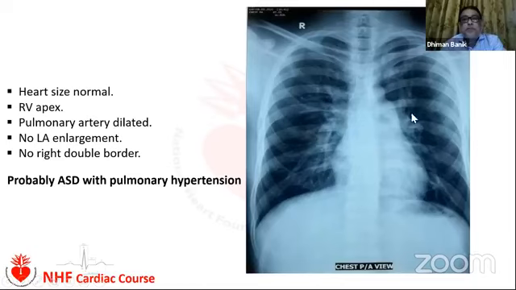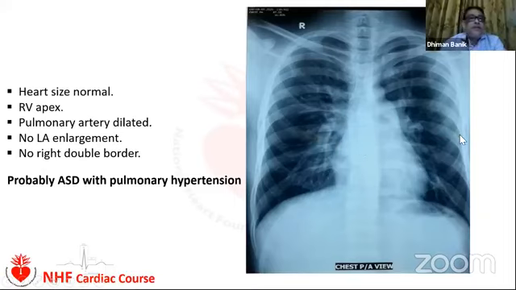There is RV apex, and the pulmonary vessel is dilated. There is no feature of left atrial enlargement; the left atrium is small and inconspicuous, and there is no right double heart border. So this might be an X-ray of ASD with pulmonary hypertension. The important differential in this RV apex and dilated pulmonary artery would be mitral valvular disease, predominantly mitral stenosis, but it is not mitral stenosis, as there is no straightening of the left border and no double contour of the right border.